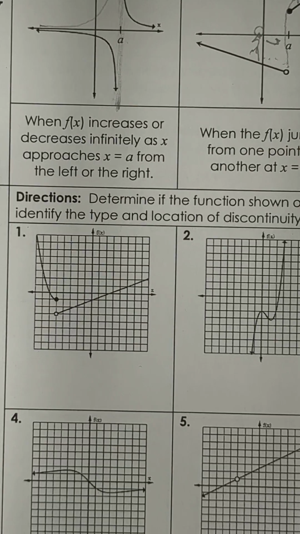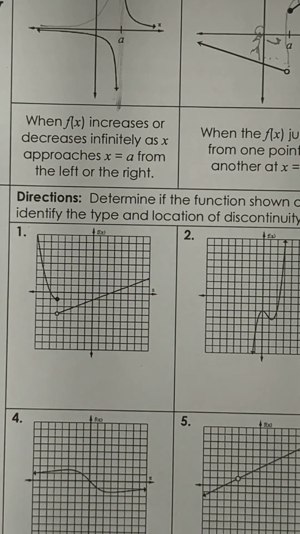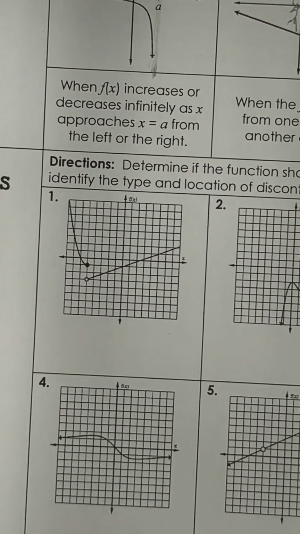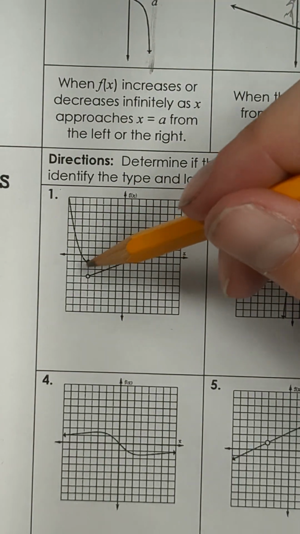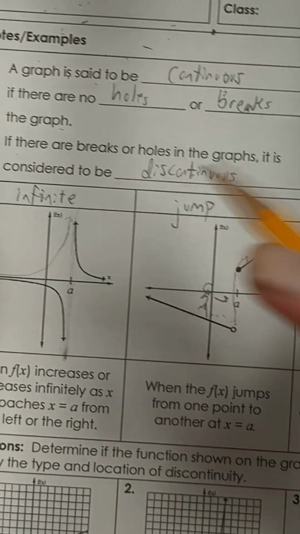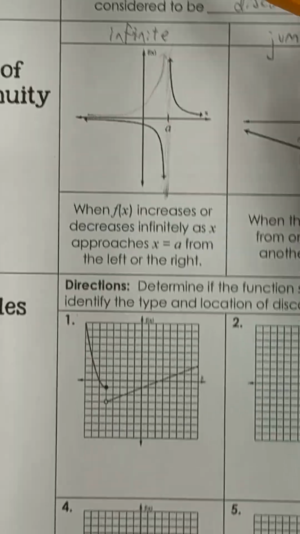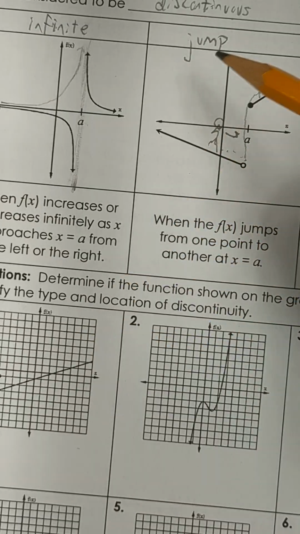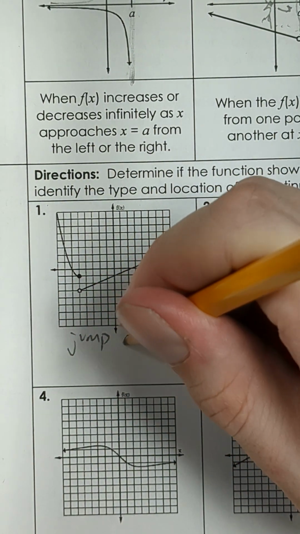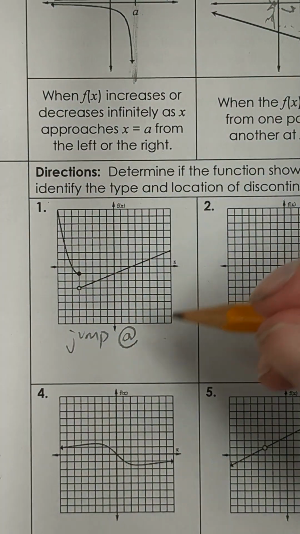All right. So some examples here. Determine if the function is continuous. If not, identify the type and location of the discontinuity. I'm going to go through these pretty quick because they're very intuitive. All you do is you look at what type of discontinuity it is. So you look, is it going infinitely in both directions? No, it seems to be jumping from one place to the other. So this is a jump discontinuity at, and then you say where it is.